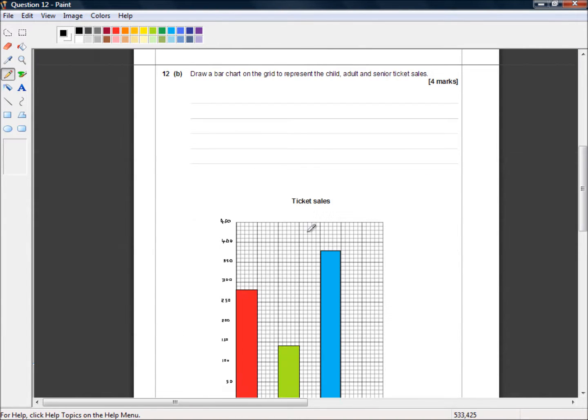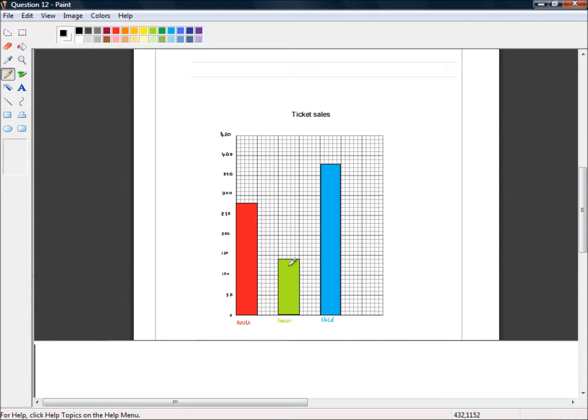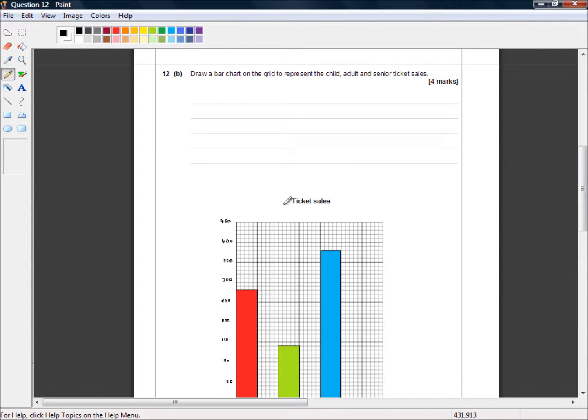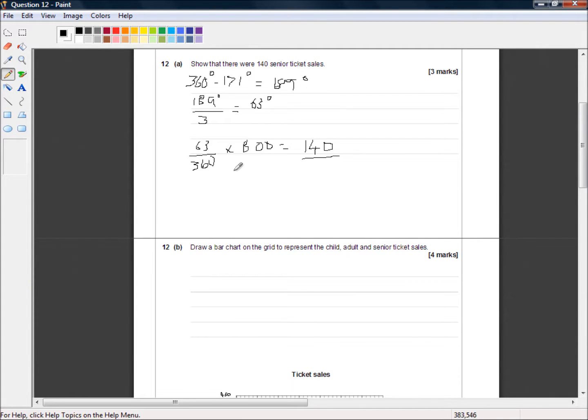Now in question 12b, we're told draw a bar chart on the grid to represent the child, adult and senior ticket sales. Now, I've actually gone to the trouble of drawing in the bars because it's quite fiddly to do. But the important thing is to do these calculations. Now we know there's 140 for the seniors, and we know there's twice as many adults as seniors. So 140 times 2 equals 280 adults.